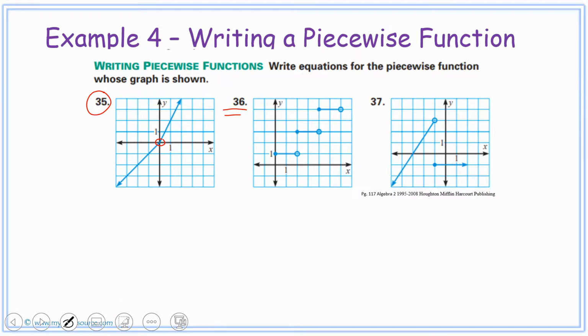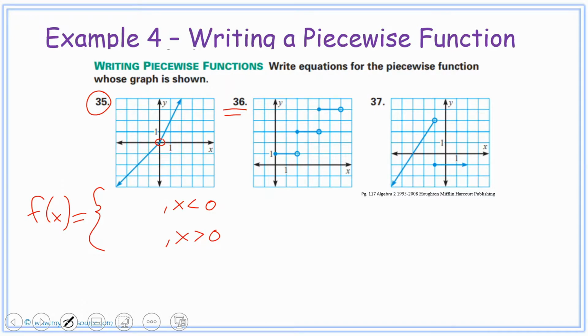We want to identify this. We see the y-intercepts at 0, so this is going to be just something times x for the first one. So we write our piecewise function. We use the brace. There's only two of them, so we just need two rows. The first one is going to be x is less than 0, and for the second one, x is going to be greater than 0.